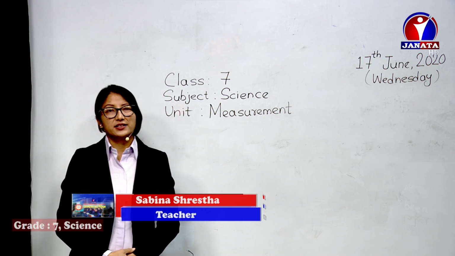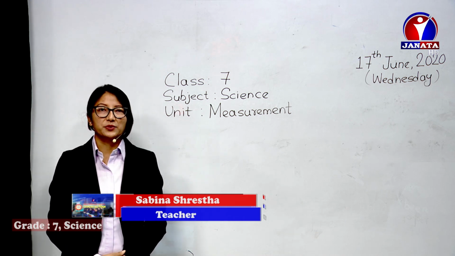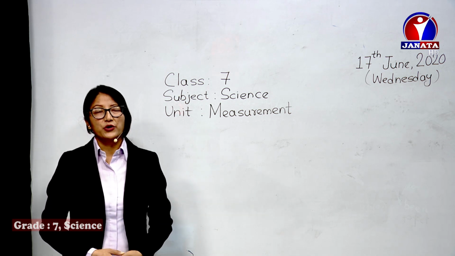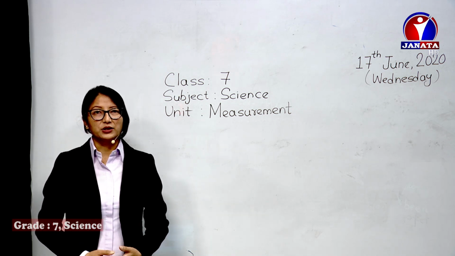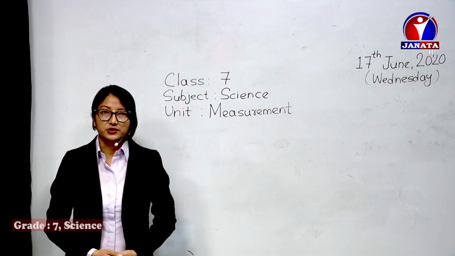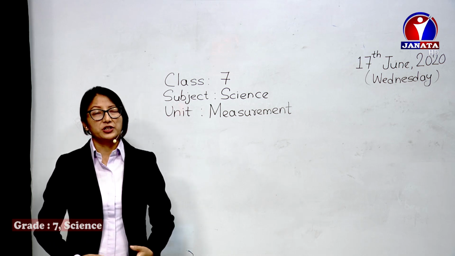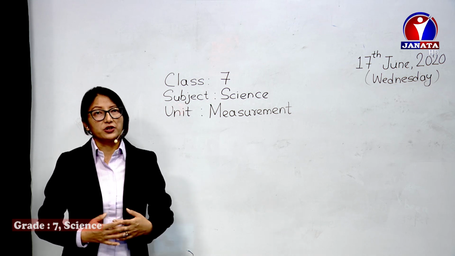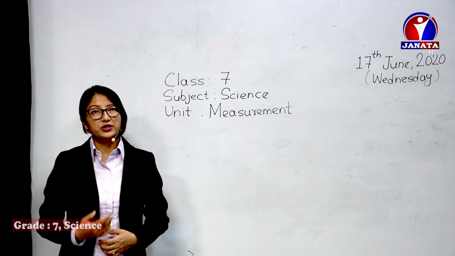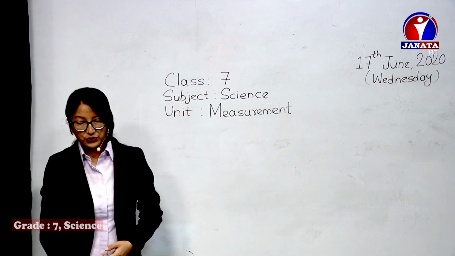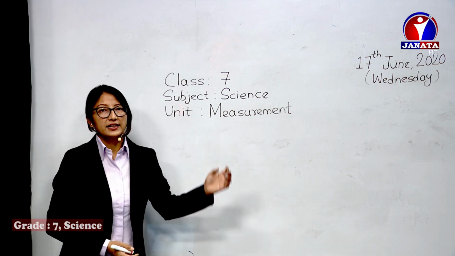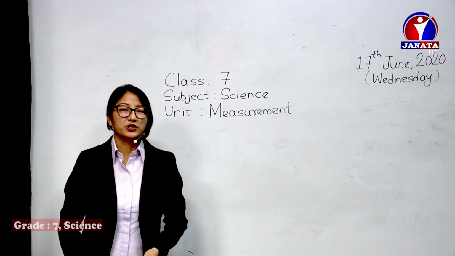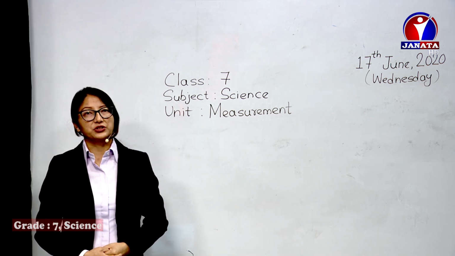To make the studies of science much easier, it's been broadly classified into 5 different categories. They are physics, chemistry, biology, astronomy and geology, and environment education. We need to learn all these topics, and different contents have been kept under different categories. Under physics, today we are going to start the first unit of physics. It's measurement.